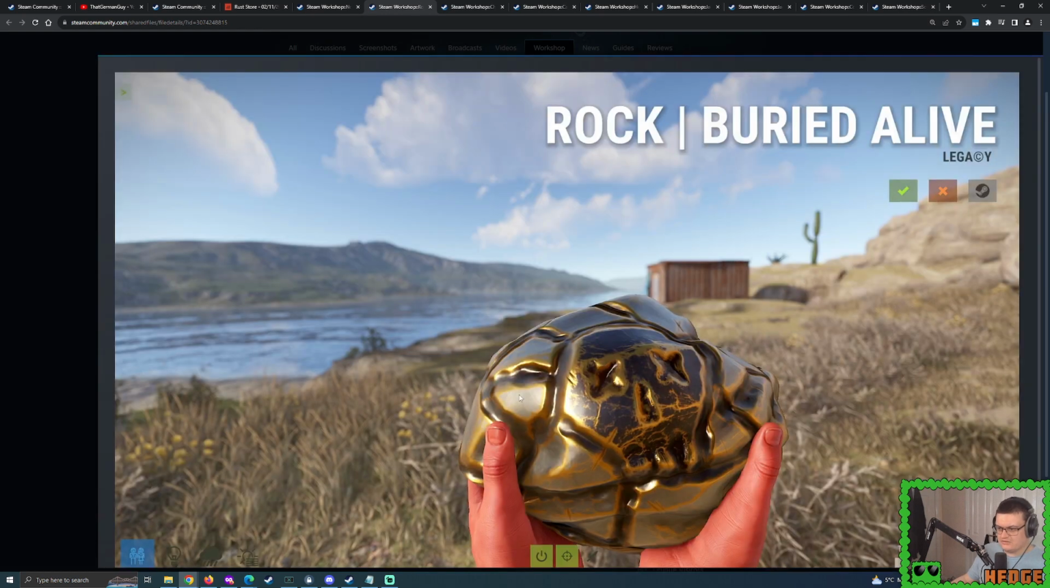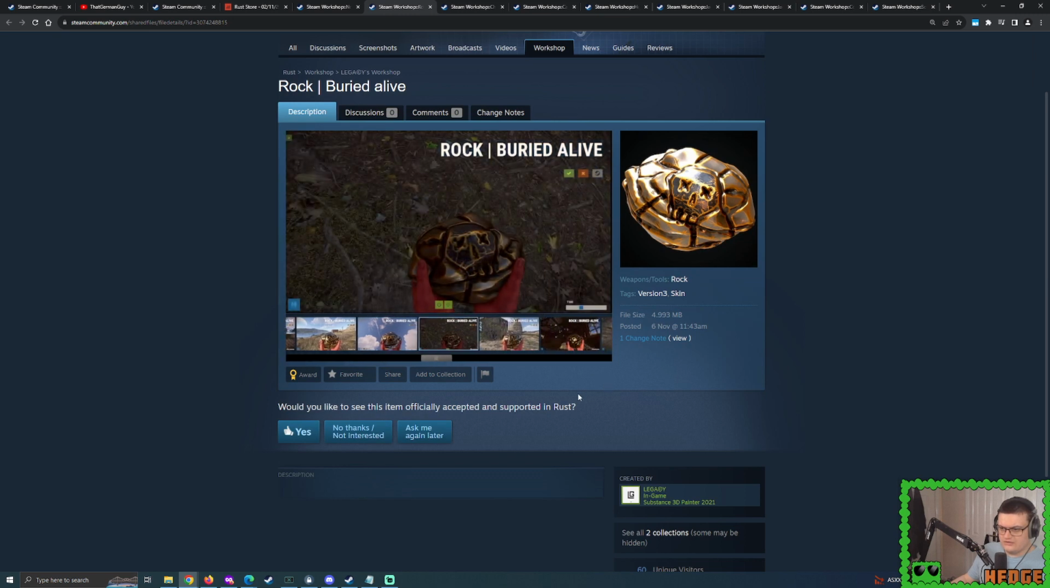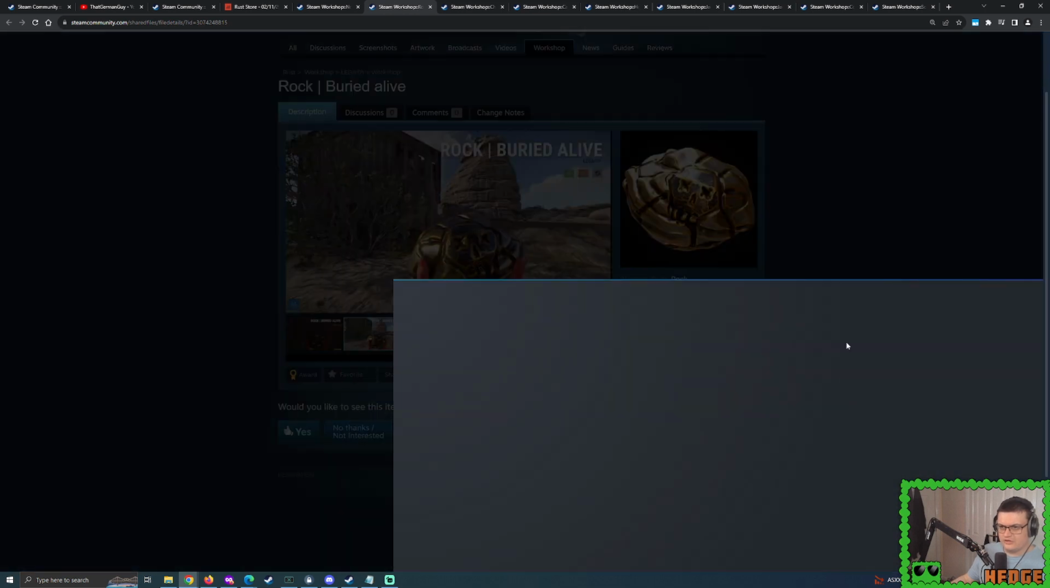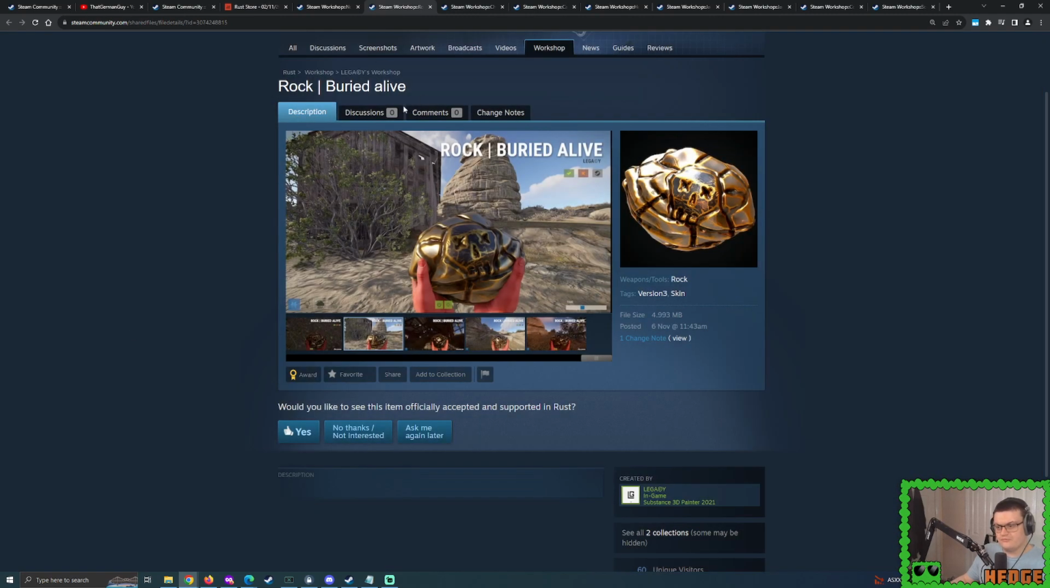So, it's mainly just made out of gold. But you can see how this little skull has been carved out, I guess you could say, with little X eyes and whatnot. That's pretty nice. That's pretty cool. Is it glow in the dark? Doesn't appear to be. No confirmation anywhere mentioning that. So yeah, if you'd like to see a pretty goofy looking golden rock skin, well, please consider voting for the Buried Alive Rock made by Legacy. Best of luck to you, sir.